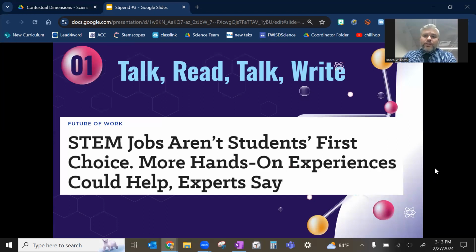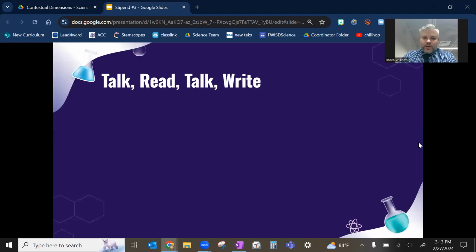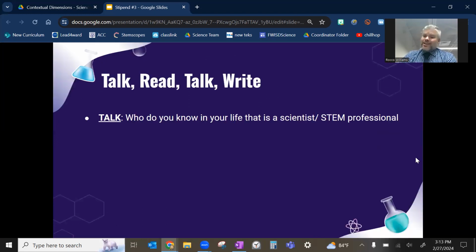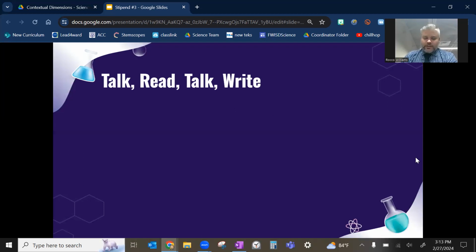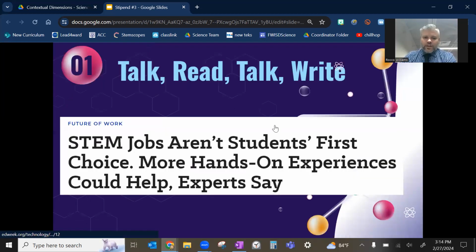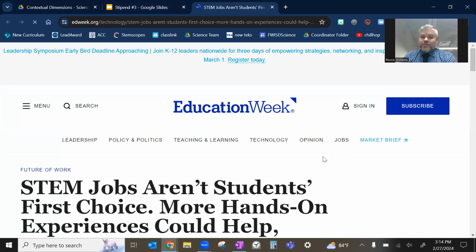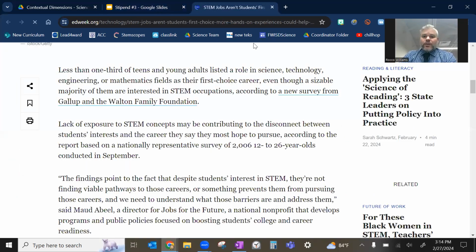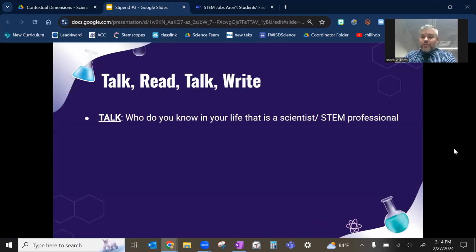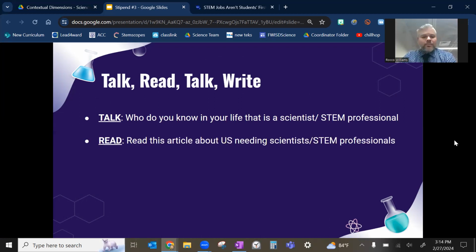So the first thing we did was our talk, read, talk, write. We talked about people that we know that are scientists or in a STEM field. The article here is from, I think it's EdWeek, and it talks about students' firsthand experiences, helping students get interested in STEM jobs. So that was the article that we actually read. So we just started by talking about, do we know anybody in the STEM field, brother, sister, spouse, in-law, anything, and had some pretty interesting careers come up.